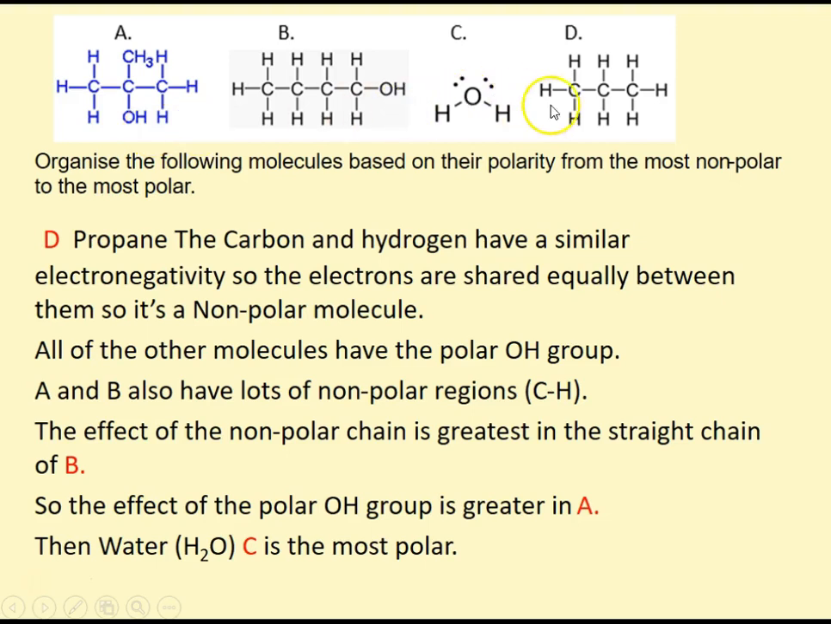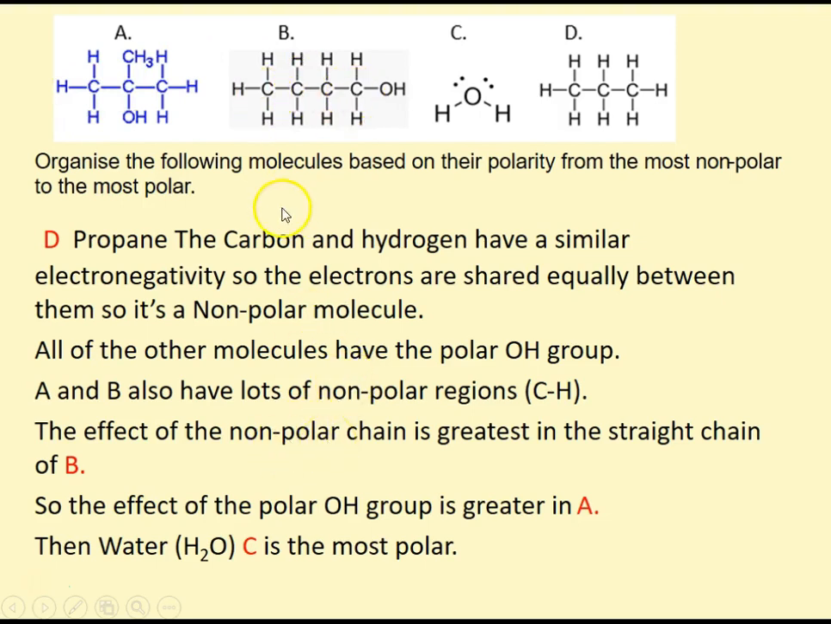Okay, so you had to separate these into the chemical that is the most non-polar. So your propane, this one, it's just carbons and hydrogens, similar electronegativity, so the electrons are shared equally, so it's a non-polar molecule. All of the other ones have an OH group, so slightly negative, slightly positive, so they've all got this polar OH group. A and B also have lots of non-polar carbon-hydrogen bonds.